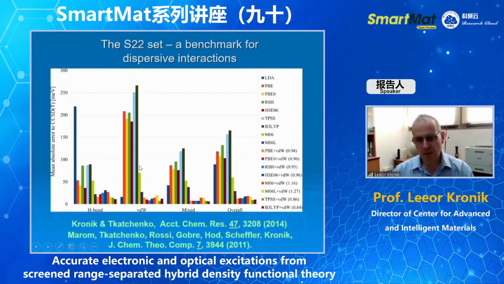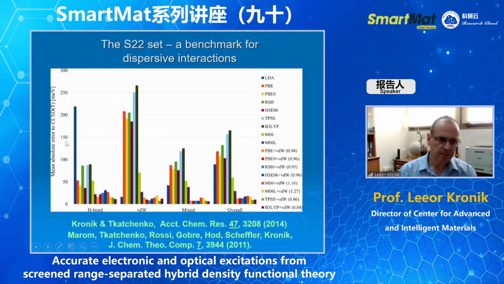One more thing that I want to mention is that almost all standard functionals, be they LDA or GGA or various types of hybrids, which are the various acronyms that you see here, don't do very well when it comes to dispersive interactions. So for example, hydrogen bonds and van der Waals interactions. What you see here is a benchmark study that we did a few years ago with a group of Alex Tkachenko, who is now in Luxembourg.